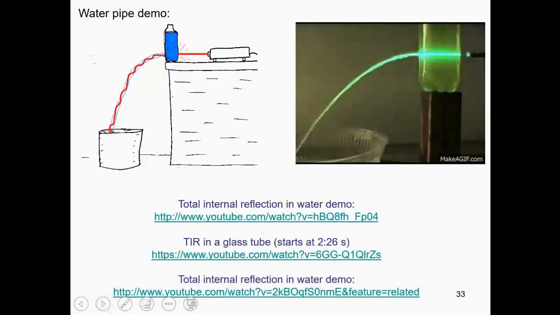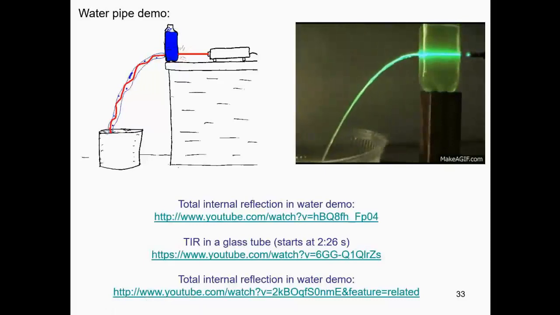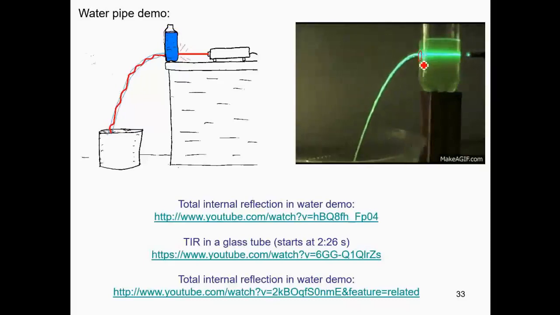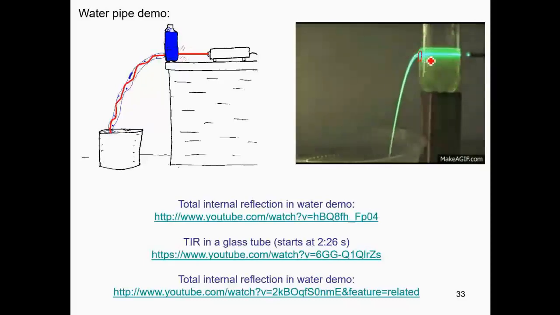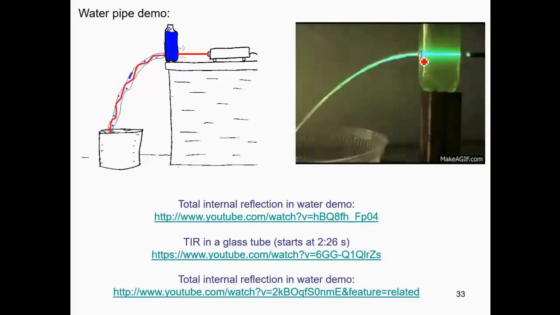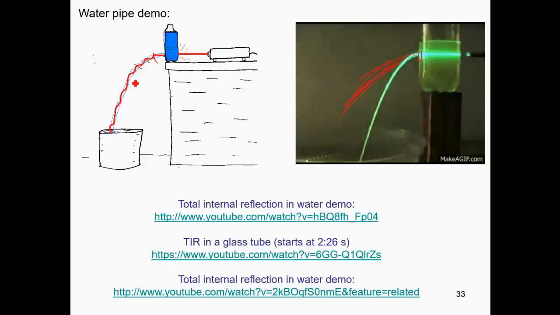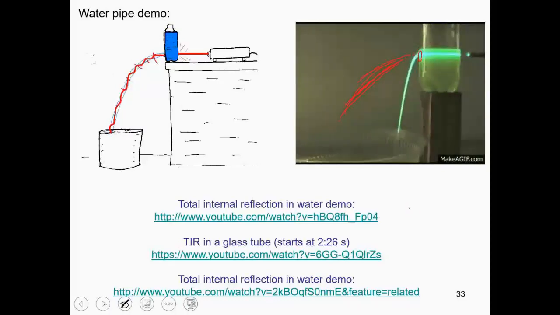And here's another example I can show. We can easily do it in the lab. You just need a water bottle with a small hole right here, and you shine a laser light. Because of total internal reflection, the light always stays inside this water pipe. You can clearly see the light stays inside, because at each bounce it suffers total internal reflection. It never has a chance to escape from the surface.